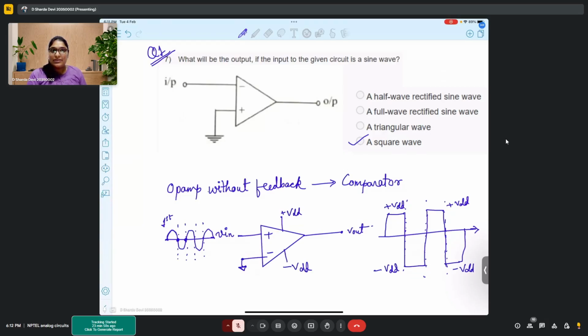Question number 1. Okay, hope this is clear. If you have any doubts, please unmute yourself and ask.